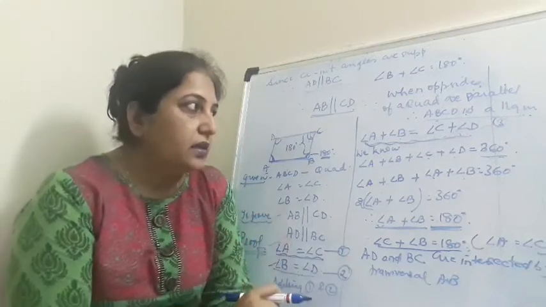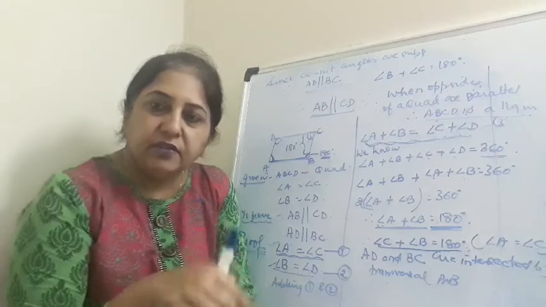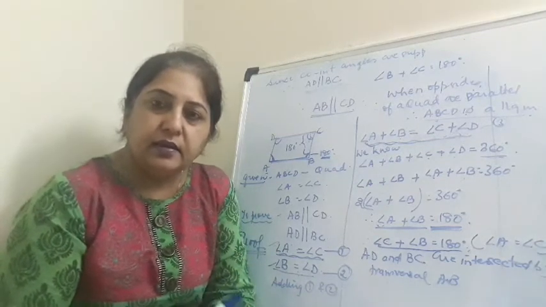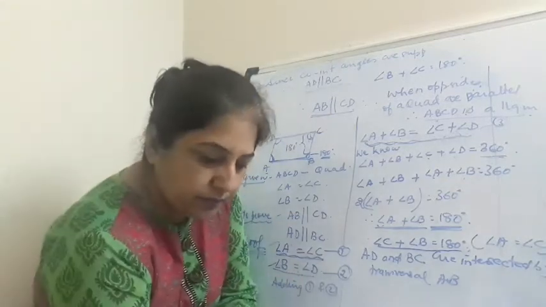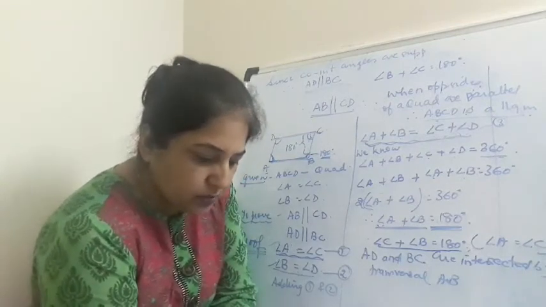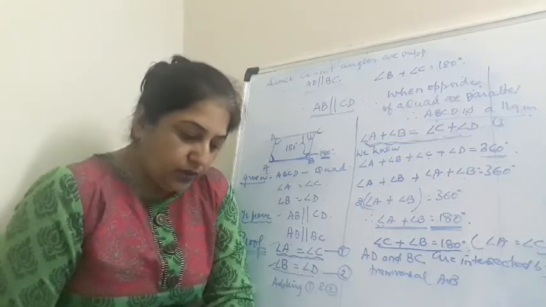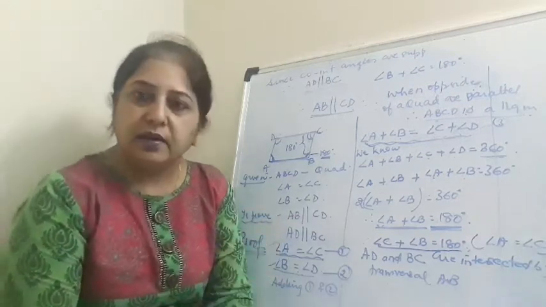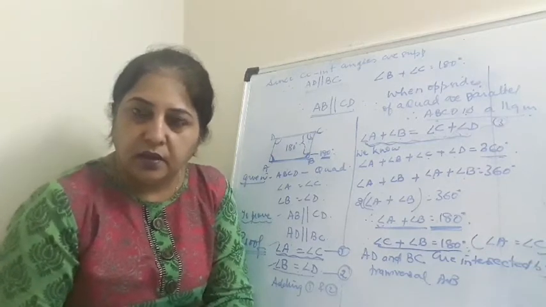So this was the converse of the previous theorem, and this was theorem 8.5, that if in a quadrilateral the opposite angles are equal, then that quadrilateral is a parallelogram. Now there are more theorems. The next one is that the diagonals of a parallelogram bisect each other. I'll explain that tomorrow. Today you study these two theorems, practice the previous ones also, and if you have any doubts, you can ask me.